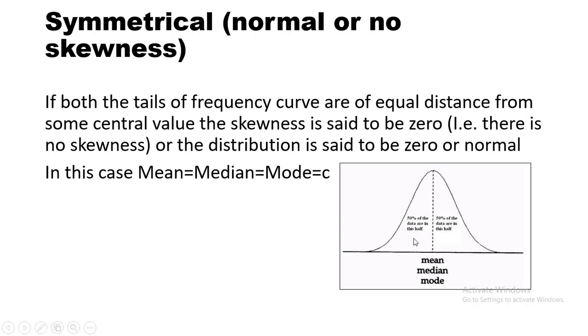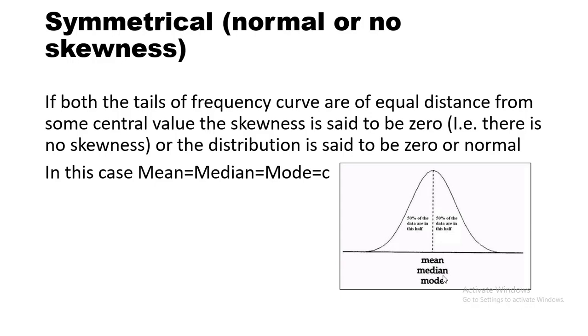That means that 50% of the data is in this half and 50% of the data is in the other half, and the central values are mean, median and mode. In this type of distribution, all three first order averages are equal. That means if the distribution is symmetrical, the values of mean, median and mode will be equal. If it happens, we say it's a symmetrical distribution, or normal, with no skewness, or zero skewness.